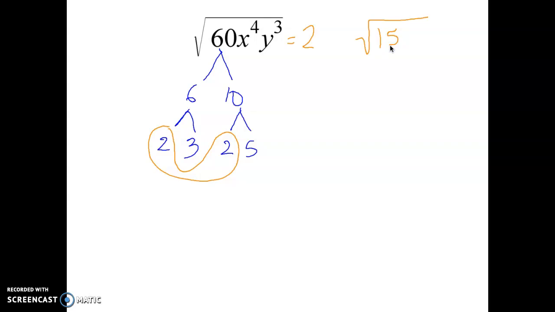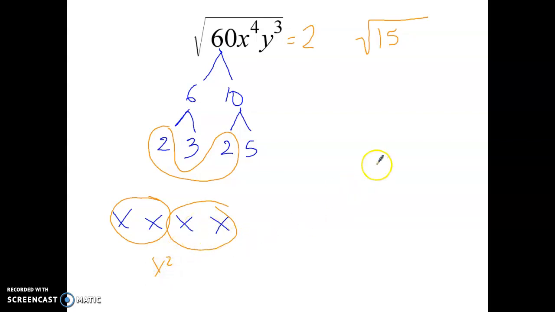Okay, so now let's focus on those variables. Let's do x first. All right, think about what x to the fourth means. X to the fourth means multiply x times itself 4 times. And if I'm going to circle all of my pairs, I have a pair here and I have a pair here. So that means I would take an x out for this one and I would take an x out for that one. X times x is x to the second.